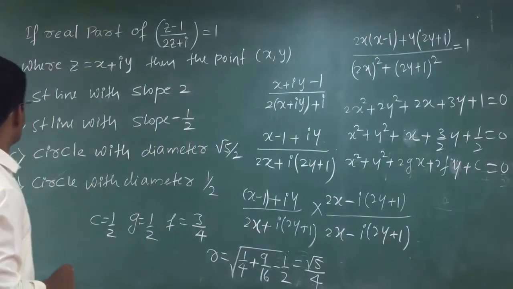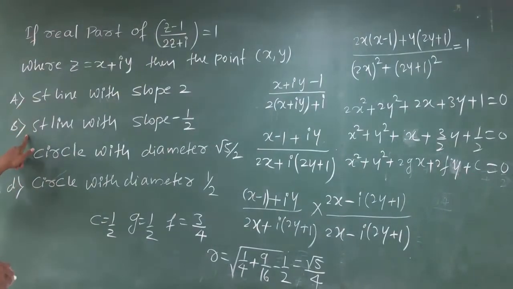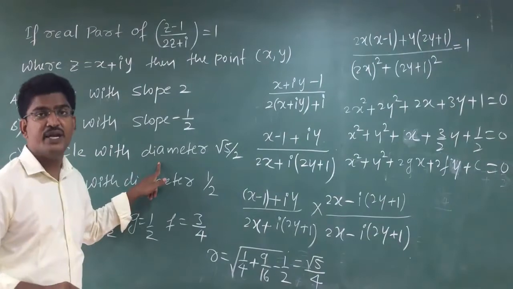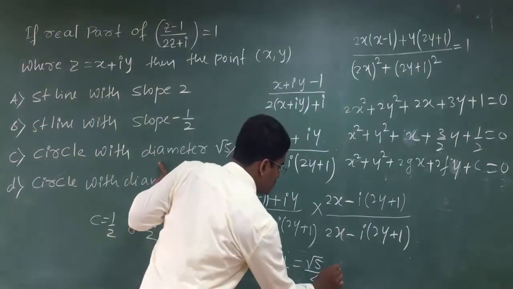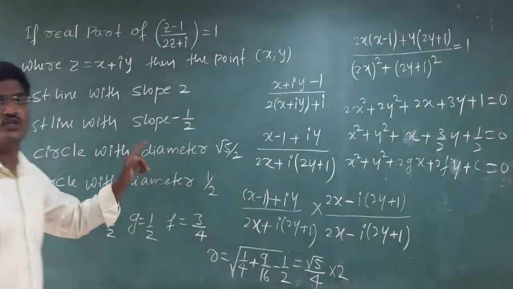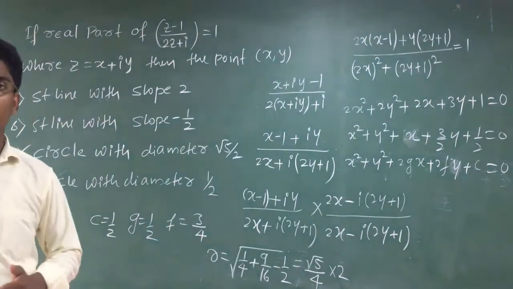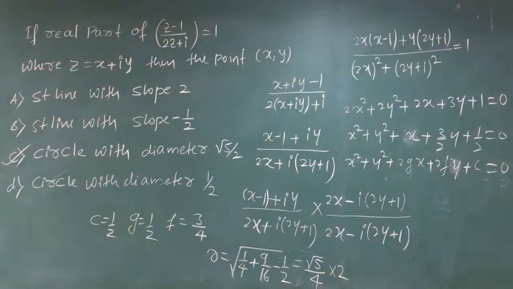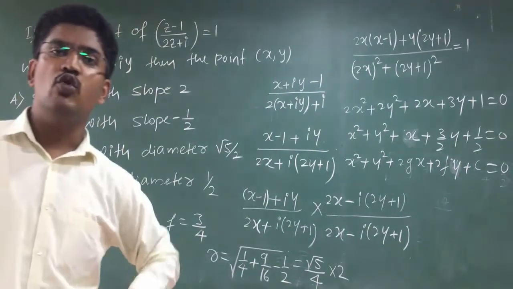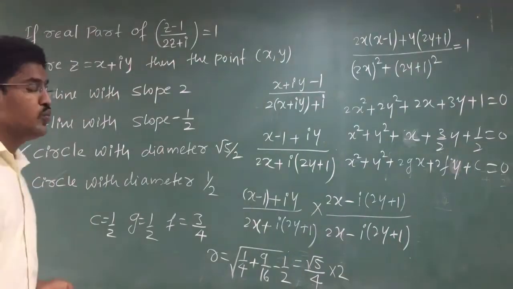Now let us see our equation. So these two are not our answers. From these two, here they have given the diameter. Diameter means 2 times of this. So if I calculate 2 times of that, it will be root 5 by 2. So therefore, the answer will be a circle with diameter root 5 by 2.